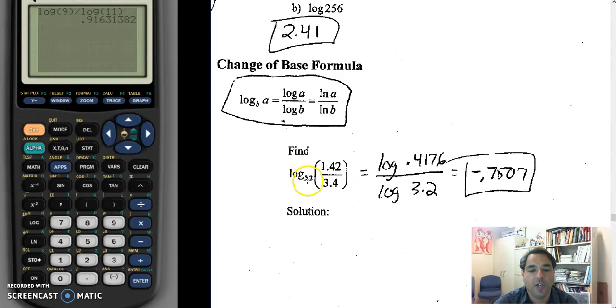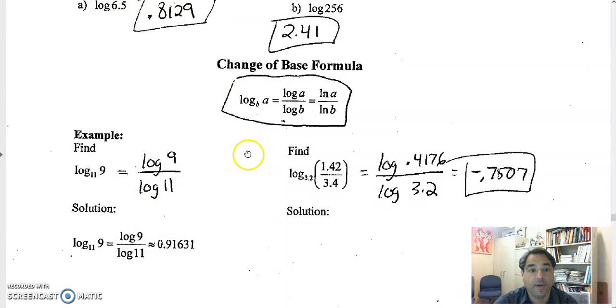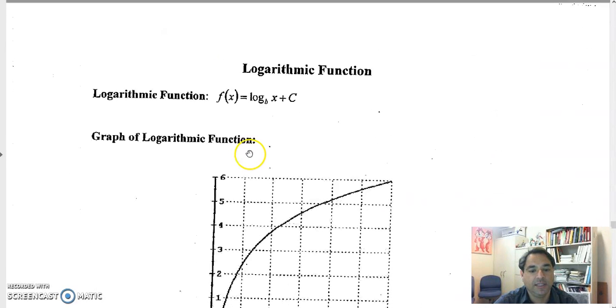Same thing here. If I had log base 3.2 of 1.42 over 3.4, I would say log of 1.42 divided by 3.4, divided by log of 3.2, and you get your answer. Okay, so that's a good formula to use, especially when we're graphing, which is the last thing we're going to do.